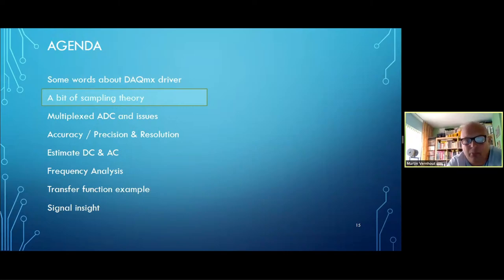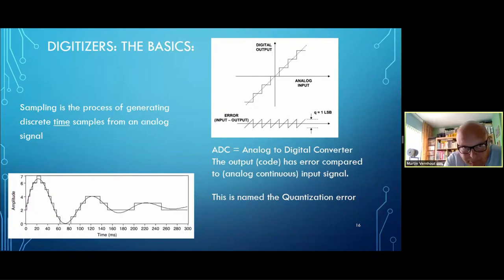And let's start with a little bit of theory, on sampling theory. If we talk about sampling, we talk about digitizers. And digitizers perform sampling. Sampling is the process of generating discrete time samples from an analog signal. Whatever the analog signal is, that means it's continuous in time and in amplitude. That's the analog part. And it's going to create specific samples in time.